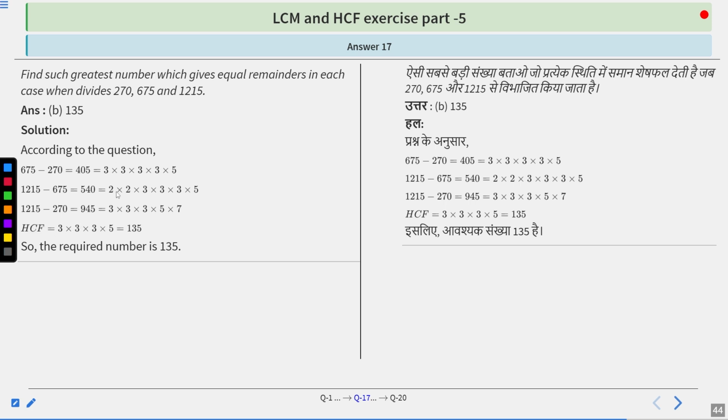So for the HCF, 3 is common in every term and the least power is cube. So 3 into 3 into 3. 7 is not present everywhere, 2 is also not present everywhere, but 5 is present in each factor. And the least power is 1. So into 5, that is 135 is the HCF. That means the required number is 135. Option number B is the correct answer.